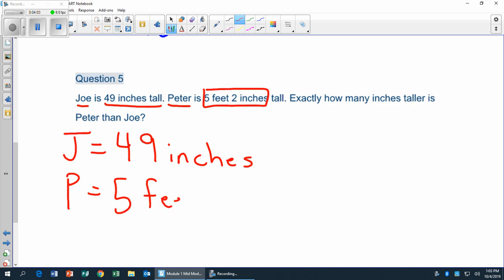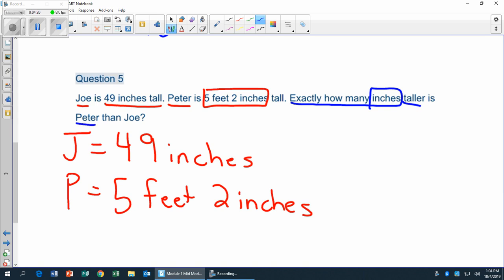What I notice right away is that Peter's measurement is in 2 different units. It's in feet and inches, and Joe is just in inches. And then I notice the question says exactly how many inches, so my answer needs to be in inches. Taller is Peter than Joe. So we're going to convert Peter's measurement over here into inches. So we're going to start with our 5 feet. So we want to turn 5 feet into inches.